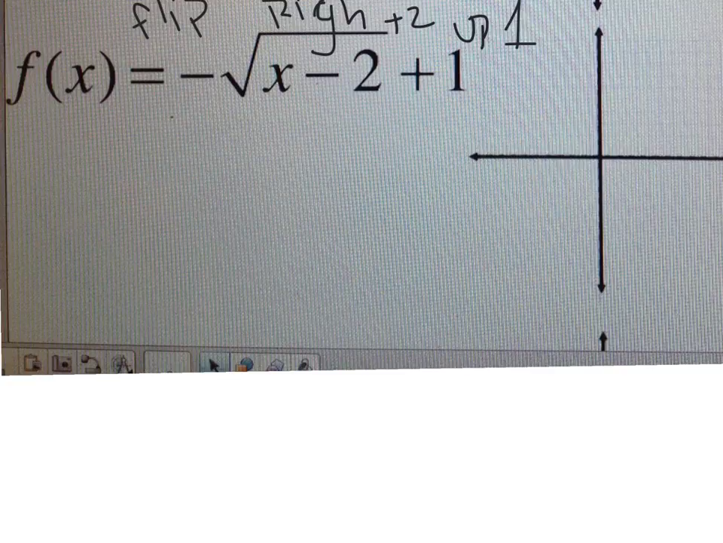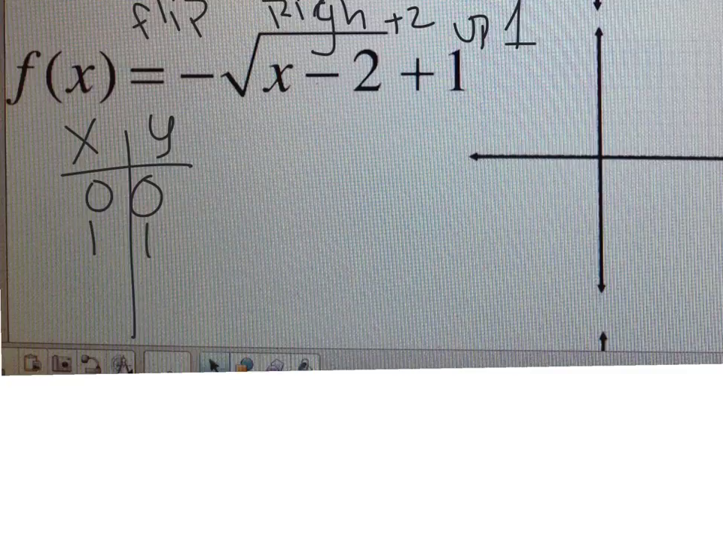Now a flip is simply just saying if it was at (0, 0), it's not going to change because I can't make that negative. If it was at (1, 1), now it's going to be at (1, -1). If it was at, we didn't use 2 because that doesn't have a nice square root, but if it was at (4, 2), now it's going to be at (4, -2). So all that happened is all our y values became negative.